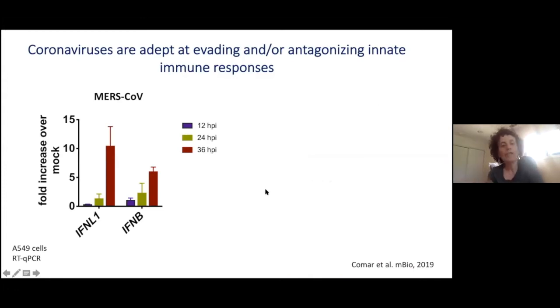Okay, so just let me get into the innate immune antagonism. This is an example from MERS, that during infection, this is in A549 cells, there's very little induction of interferons. Here's interferon beta and lambda. It's after 36 hours, just 5-fold or 10-fold induced.